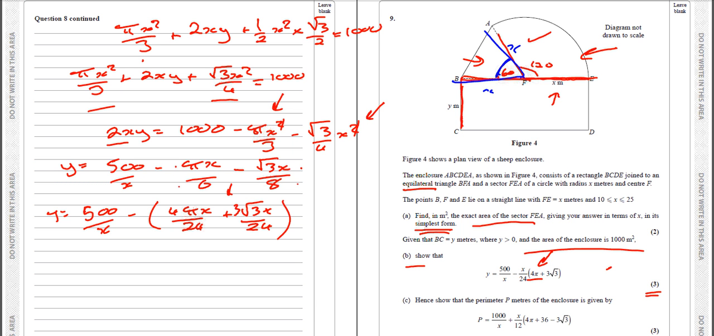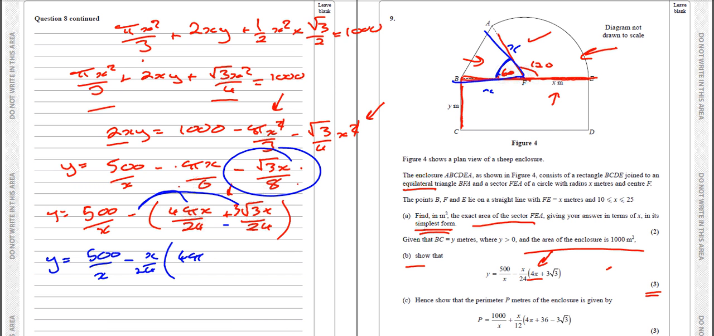Now the reason that we've got a plus here is if we then multiply it out, minus times this is going to be minus, and minus times this is going to be a minus. If we had a minus inside the brackets, a minus times a minus would be a positive. We want this to be negative. So that's where the plus sign is going to come from. And if we factorize out the x over 24, what we end up with is y equals 500 over x minus x over 24, 4 pi plus 3 root 3, and then we've put in enough steps there that we've shown this thing here.